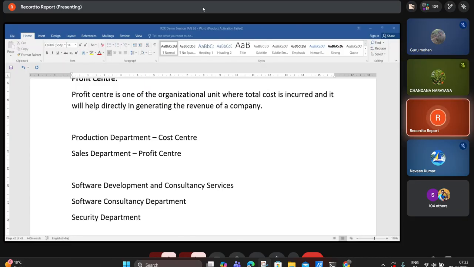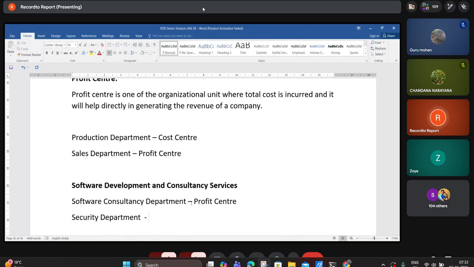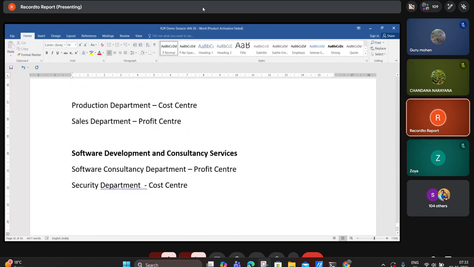Okay, guys. So this software consultancy will directly help in generating revenue for the software company. So that will be called a profit center, according to the nature of business. The security will be a cost center. So those are the examples of profit center and cost center, guys.